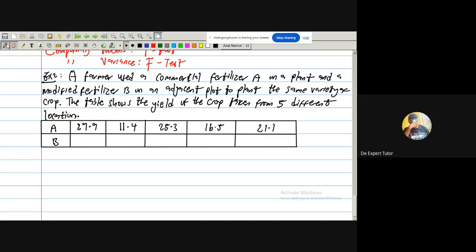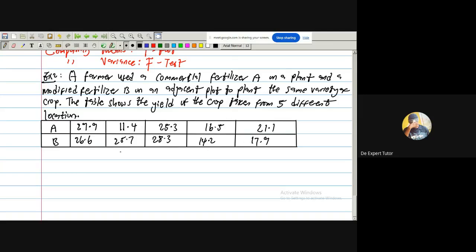So for the second plant B, we have 26.6, 25.7, 23.8, 14.2, and we have 17.9.